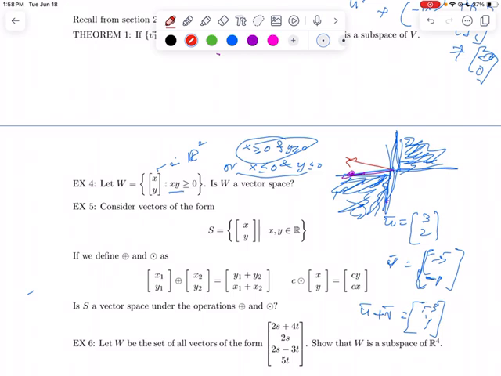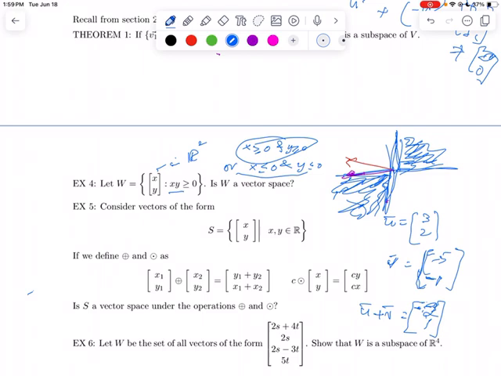So why not a vector space? You can give this example: let u be this and v be this. Then u plus v, you get (negative 2, 1). Sorry, this was negative 2, not negative 3, which is still not in the set. So we say W is not a vector space. And if you want to write it in a more professional or fancy language, you can say W is not a subspace because it is not closed under addition.